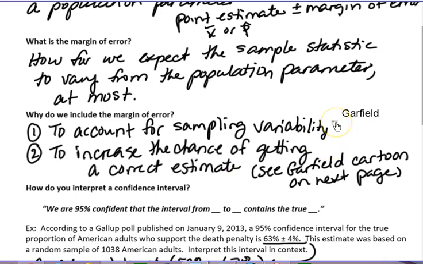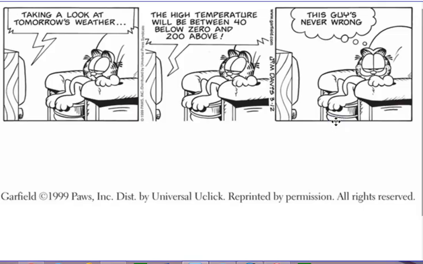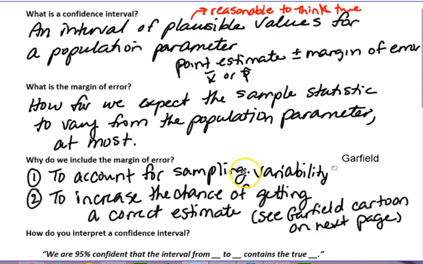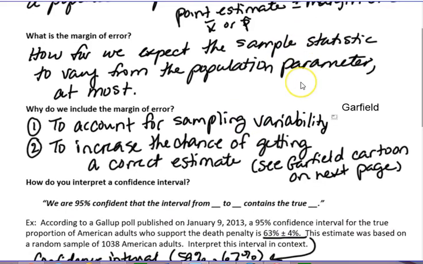There's a cartoon here that illustrates that. So here Garfield is watching the weather. Taking a look at tomorrow's weather, the high temperature will be between 40 below zero and 200 above. This guy's never wrong. So if we have a big enough margin of error, we'll always be right. Obviously, in real life, we're going to want a little smaller margin of error than that. So going back to my previous screen here.